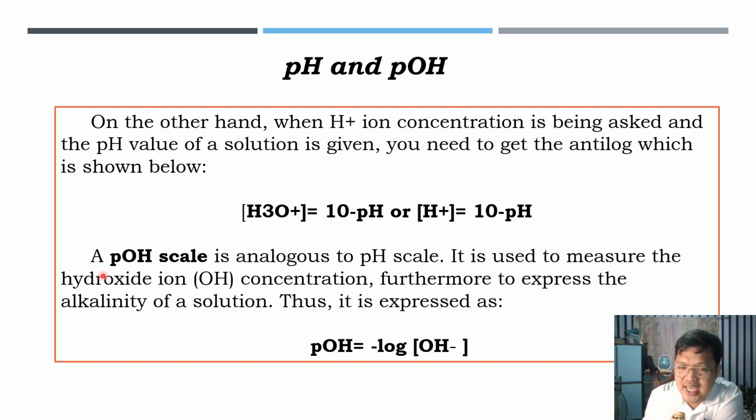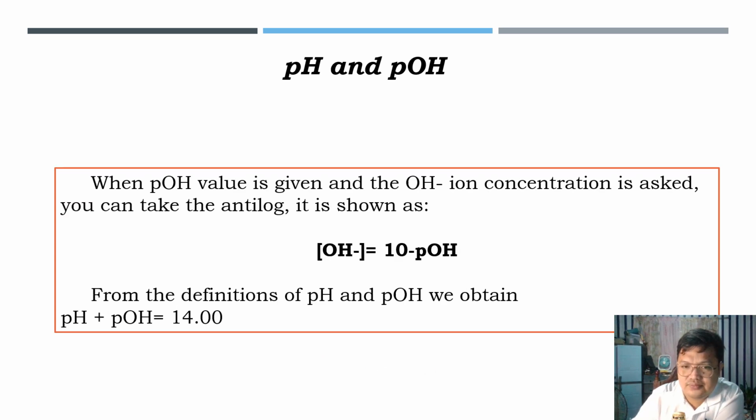A pOH scale is analogous to the pH scale. It is used to measure the hydroxide ion concentration. Furthermore, to express the alkalinity of a solution, it is expressed as pOH is equal to negative log OH. When the pOH value is given and the OH concentration is asked, you can take the antilog. It is shown as OH negative is equal to 10 negative pOH.